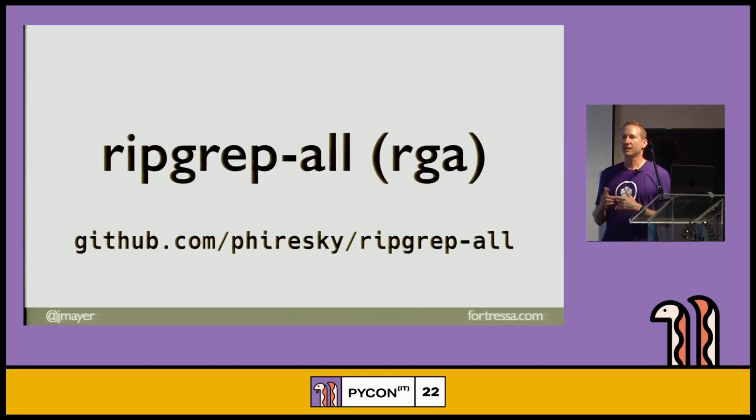ripgrep-all is an extension of ripgrep. It adds search in PDFs, ebooks, Office documents, zip files, gzipped files, tarballs, and lots of other different things that normally you'd have to work a little bit harder to search. So it makes it easier to dig into and search some of the files that you might have lying around.